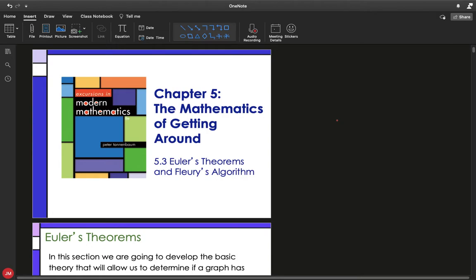To tell you where we're going, obviously in 5.3, what we're going to be talking about is what are called Euler's theorems and Fleury's algorithm. These are going to be the ways that we are actually able to solve some of those problems. And then in 5.4, we'll see how these can be applied to a couple of those examples that we saw earlier on about the postman and about the security guard, and see these theorems and algorithms that we talk about today being used in practice.